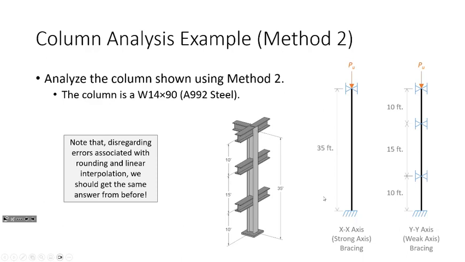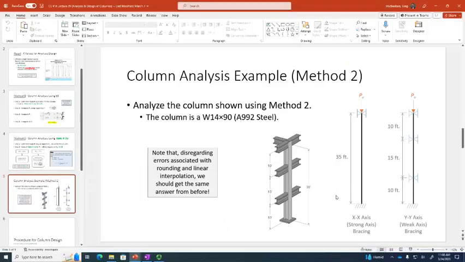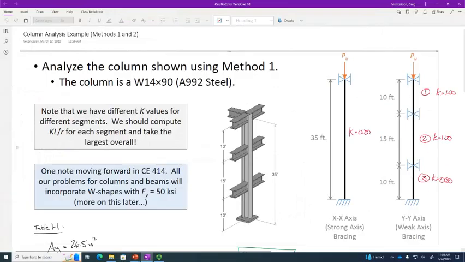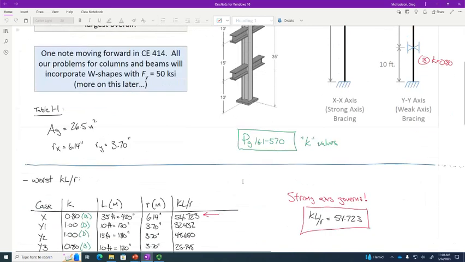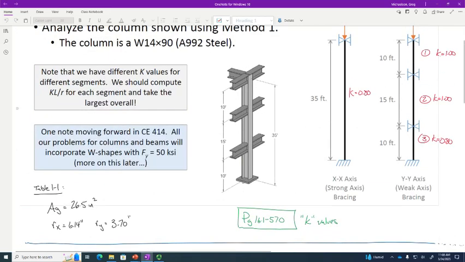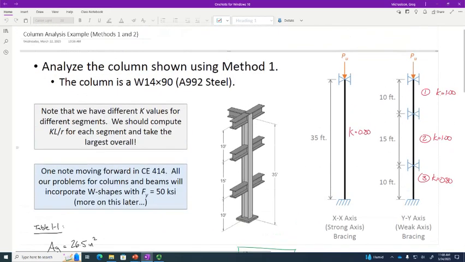The other thing that we got was that the strong axis governed. The way that we determined that for this column is we looked at KL over R for each of these segments and compared them all and found that KL over R for this segment was the biggest. We are going to find that the strong axis governs using this method, but we're going to find it a little differently. So, with that, let me go back to the notebook. Let's go back to this column. All right, so I have here analyze the column using method 1, but we're going to analyze it using method 2.